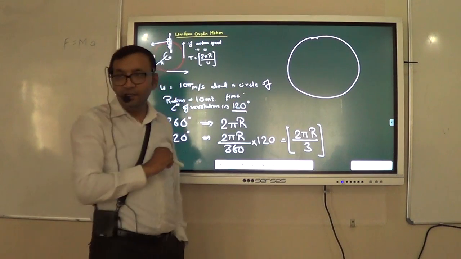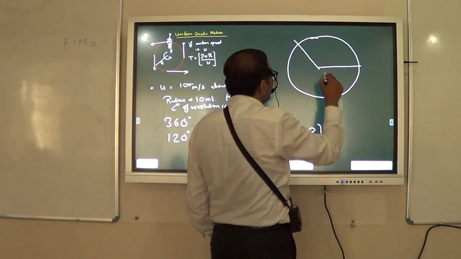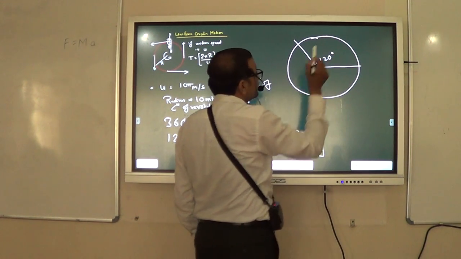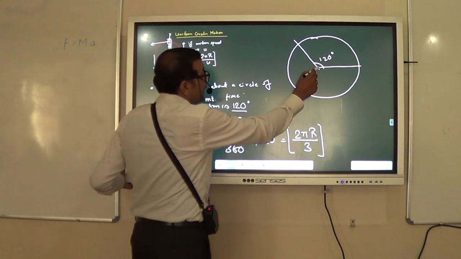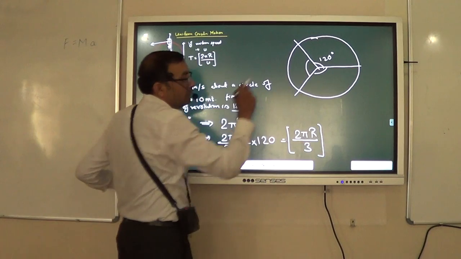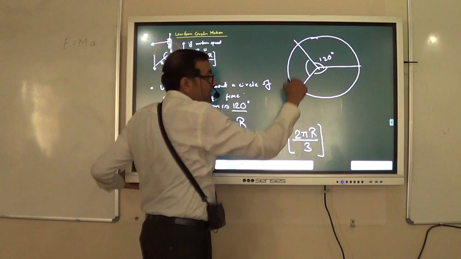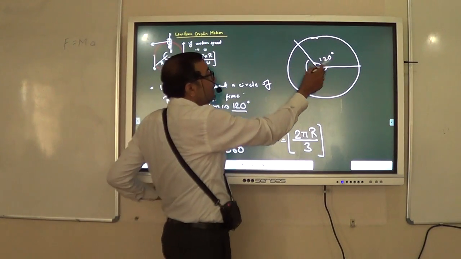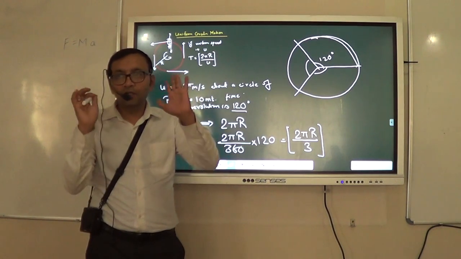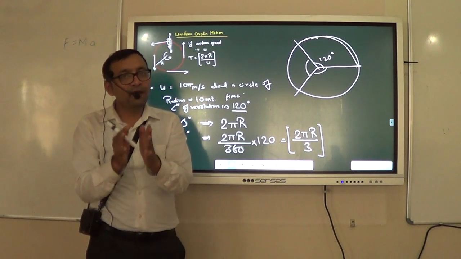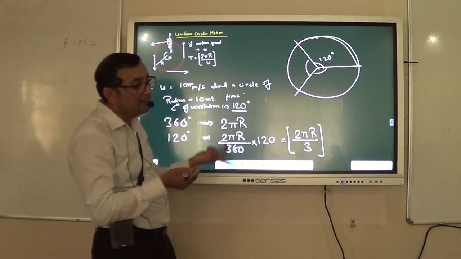This is a full circle, right? Suppose the partner starts from here. I am asking you till here. This is 120 degrees. Understood? So you can see that entire circle you can divide into three parts of 120. So if total length of the circle is 2 pi r, this 120 degree segment will have a length of 2 pi r divided by 3. Right? So you got the distance traveled is 2 pi r divided by 3 and speed is 10 by pi meter per second.